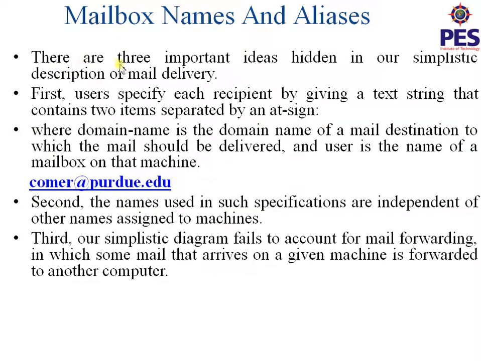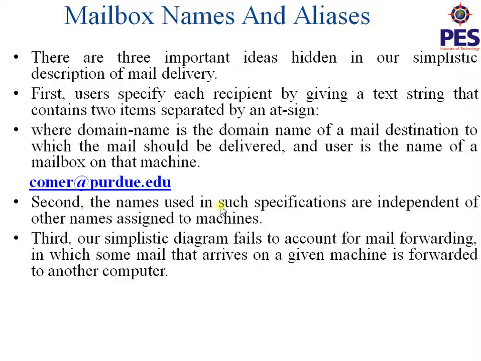Mailbox names and alias. There are three important ideas hidden in our simplistic description of mail delivery. First, the user specifies each recipient by giving a text string that contains two items separated by an @ symbol, user @ domain name, where domain name is the domain name of the mail destination to which the mail should be delivered, and user is the name of the mailbox on that machine. That is, Comer @ purdue.edu. purdue.edu is the domain name, and Comer is the mailbox name under that domain.